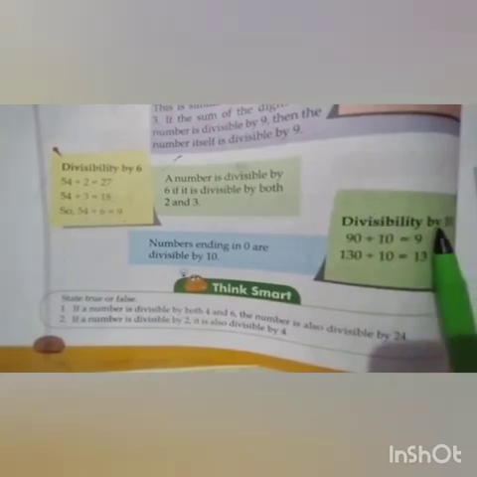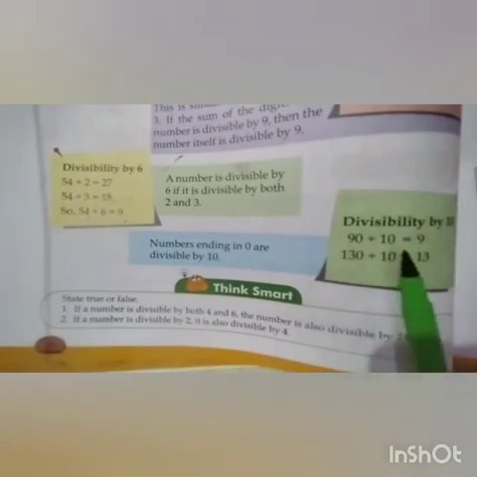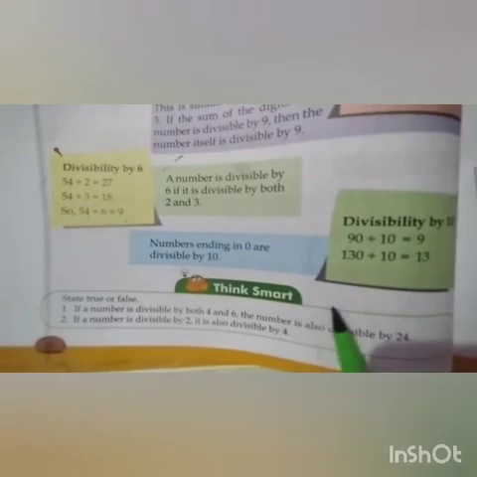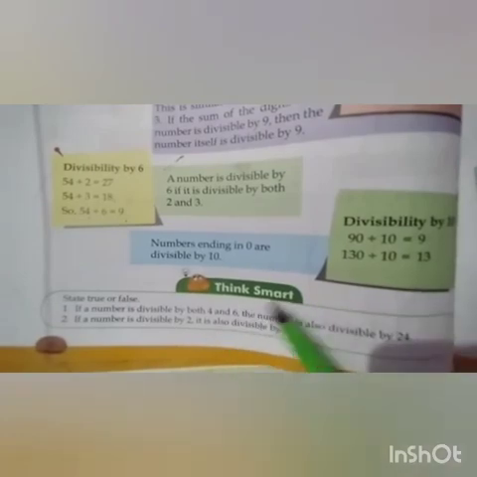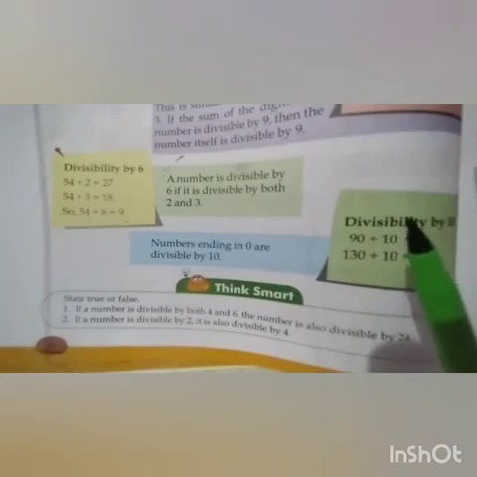Next, divisibility by 10. Two numbers are given here. 90 divided by 10 equal to 9. 130 divided by 10 equal to 13. You know the tables. You can check the table of 10 or tables from 1 to 10. 10 ones are 10, 10 twos are 20, 30, 40, 50, 60, 70, 80.